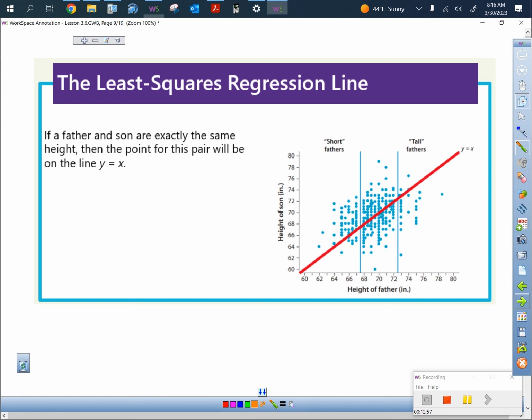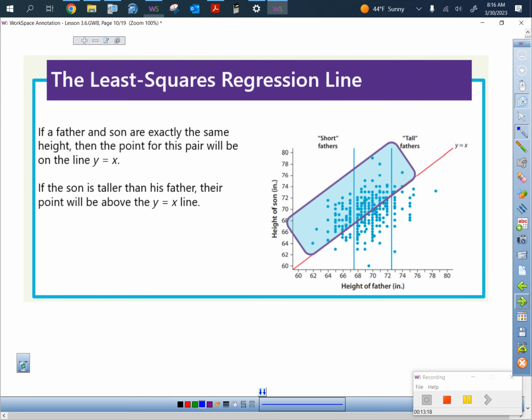If those 2 dads and sons had the same height, any one of these dots would be on that line. Like, there's a dad that's got a height of 62 and a son that's got a height of 62. If they were exactly the same height, the dot would lie on the line y equals x, like that line right there. What do you think these dots mean if they're above the line? Who's the taller person? This is your dad height, and this is your son height.